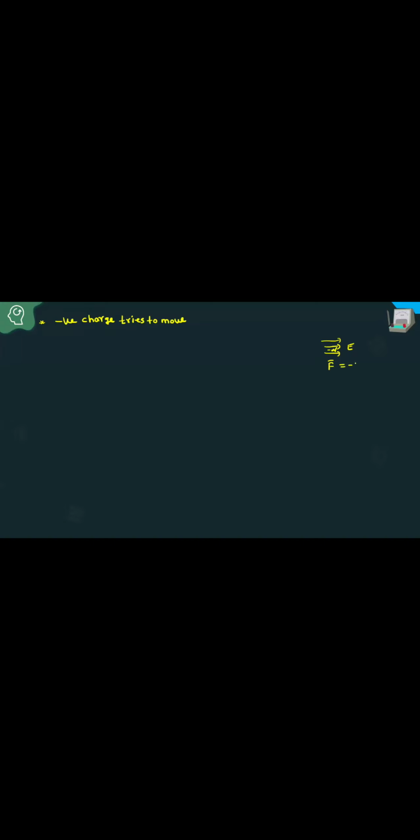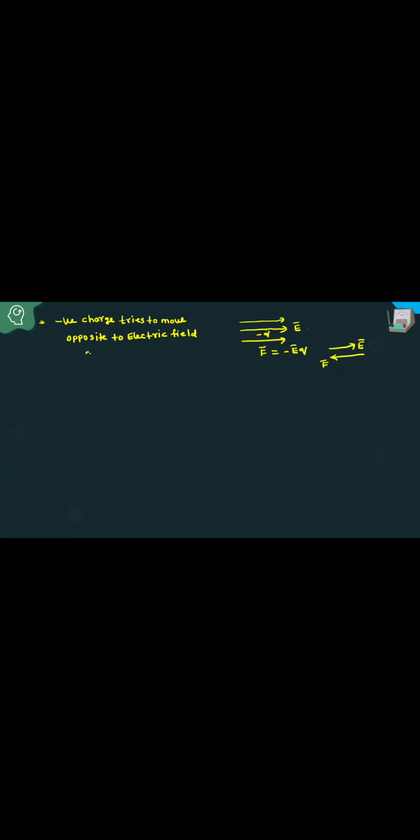Force equals minus E bar times Q. This is the electric field; I am placing a negative charge. What is the force? Minus E bar times Q. The electric field is in this direction, so the force is opposite. A charge always moves in the direction of the force. That means a negative charge tries to move opposite to the electric field.